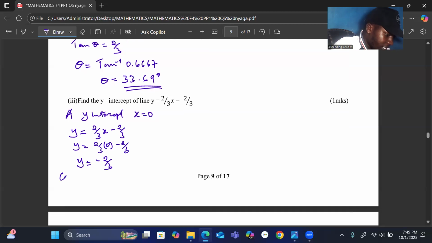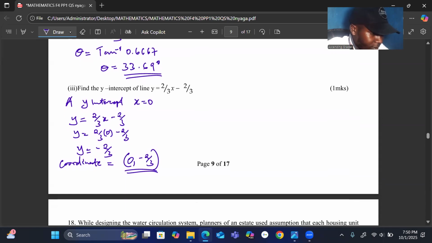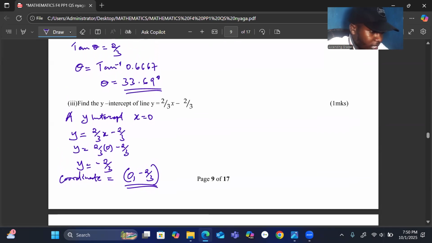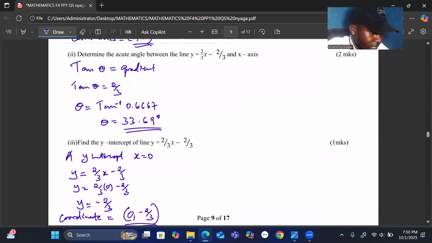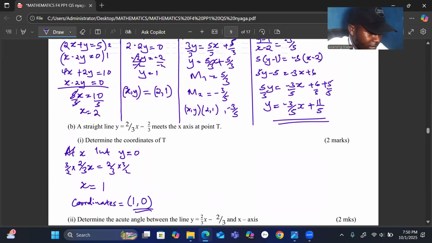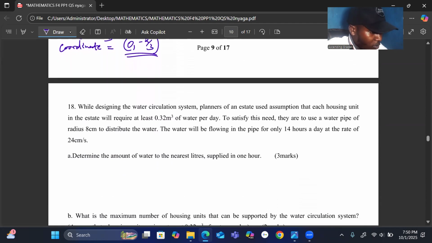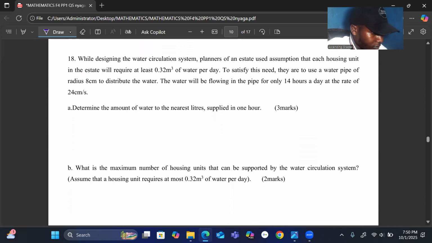So the coordinates will be: we know that x is 0, but y we have as negative 2/3. So these are going to be the coordinates for the y-intercept. So that is how we get our total of 10 marks in this question on straight line. The first 5 marks, and then 2, 2, then 1. That is how we handle that question. Then we move to the next question.